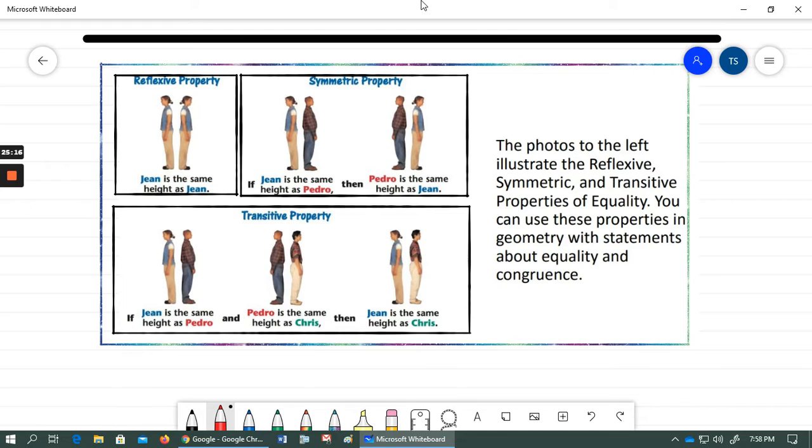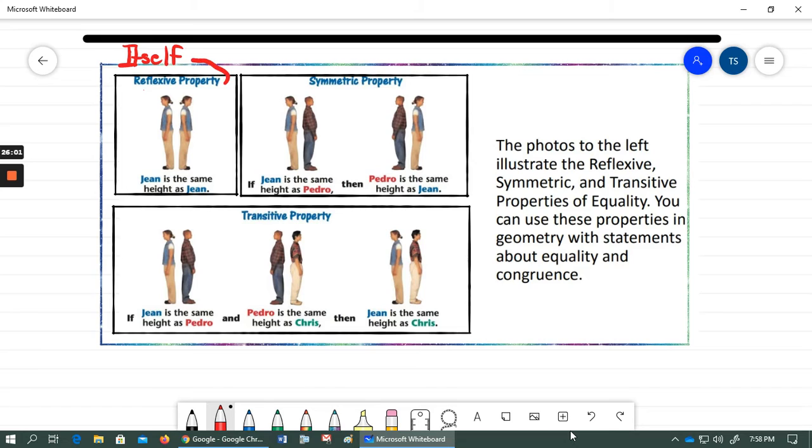So here it's comparing Gene's height to itself. The reflexive property takes either some type of value or geometric figure, and it either sets that value equal to itself, or it takes that geometric figure and sets it congruent to itself, right?